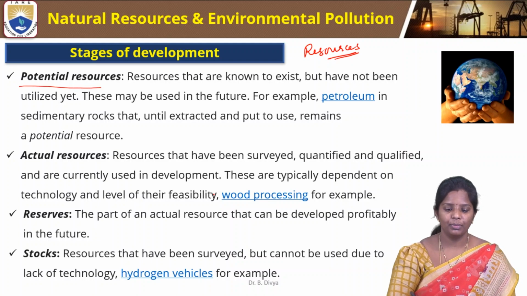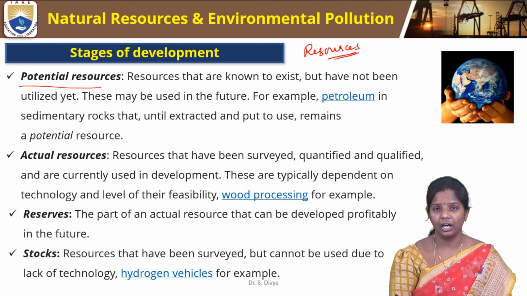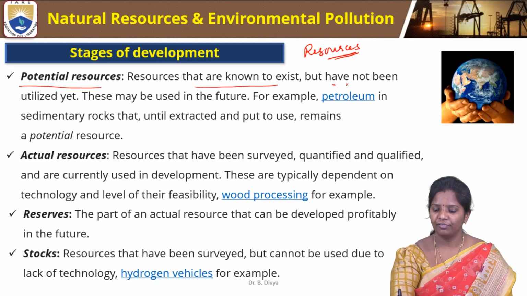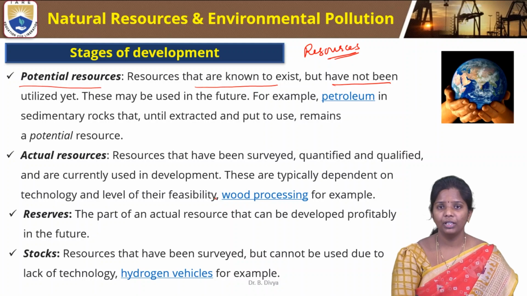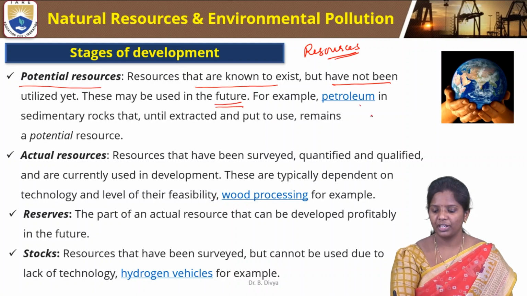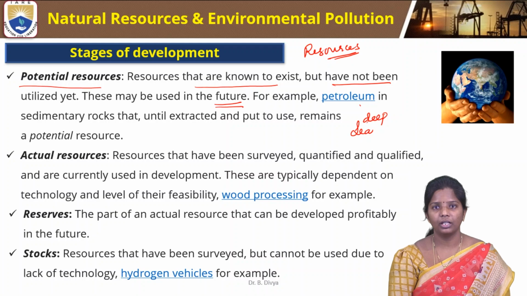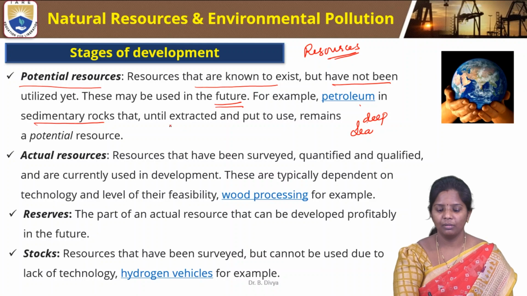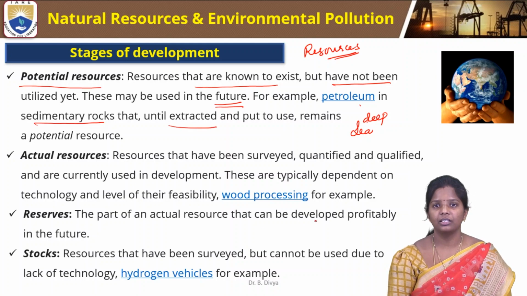There are different types of development. Potential resources are already present and exist in nature, but they have not been utilized completely. They may be used in the future. For example, petroleum is present in the deep sea. We are not completely using the petroleum that is present, but it can be mined in future generations. In the sedimentary rocks, it can be extracted and put to use. Until then, it is called a potential resource, as long as it is in stock.